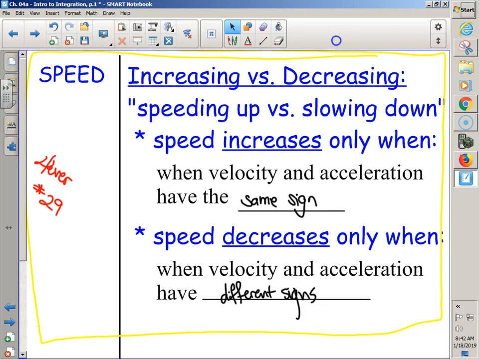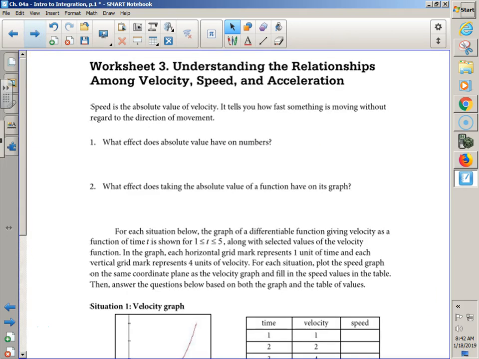So, in your motion packet, I want you guys to peek out. We're going to go kind of fast through these. Worksheet number 3. I think it's the next page. Does that sound right? Cool. Just super basic. We're talking about speed. Speed is the absolute value, as in the motion concept, not the other one. Speed is the absolute value of velocity. It tells you how fast something is moving without regard to the direction of the movement.